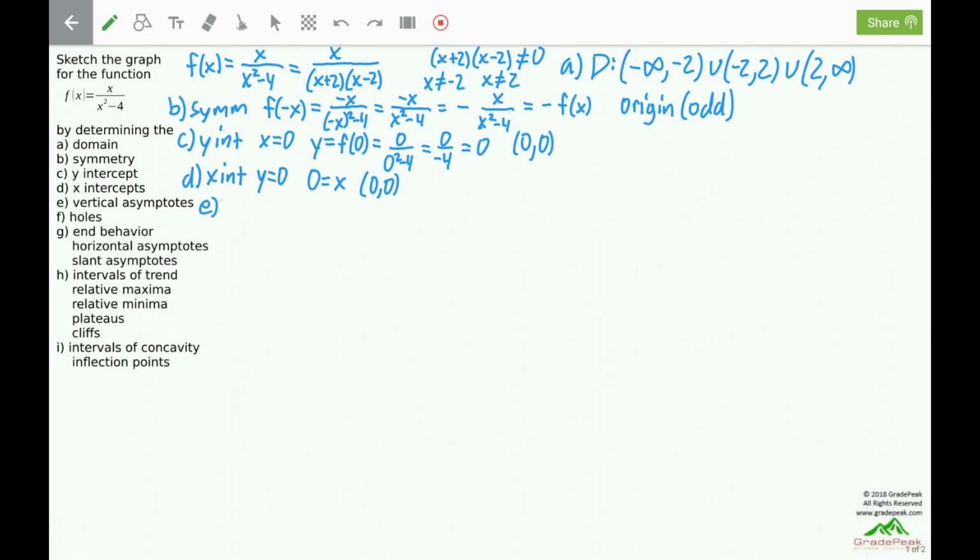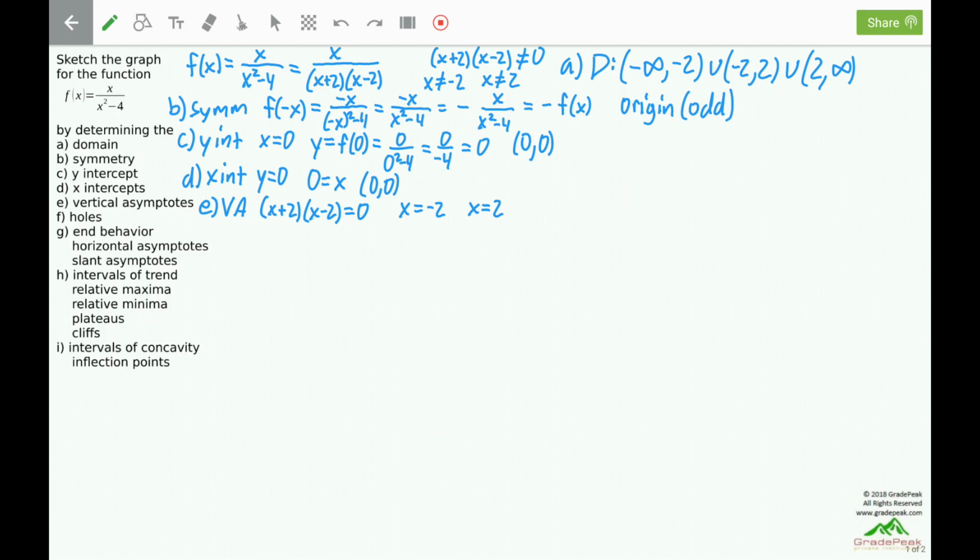For part E, we want to determine the vertical asymptotes. This is done by taking the denominator that's left over after canceling any factors from the denominator with the numerator. No factors canceled here. Setting the remaining denominator, x plus 2 times x minus 2, equal to 0 and solving for all x's, the factor of x plus 2 gives x equals negative 2, and the factor of x minus 2 gives x equals positive 2. These will be the two vertical asymptotes.